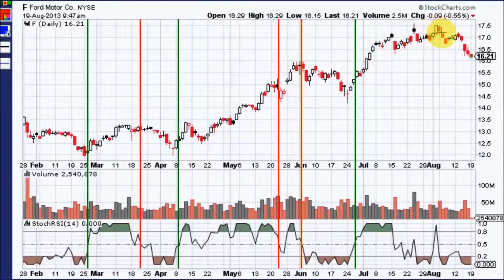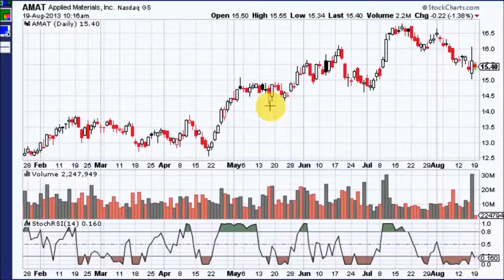Okay, this looks kind of choppy. This does look like a bearish chart pattern, something like a head and shoulders with two left shoulders. And Stoch RSI gave warning right here that it was over. The run was over. It crossed back down through 0.5 and remained there for the rest of this period, except for that one spike. Now let's take a look at this chart for Applied Materials, AMAT.